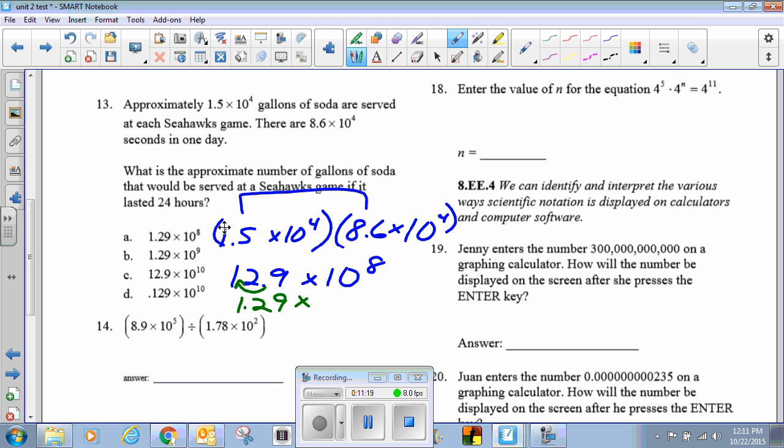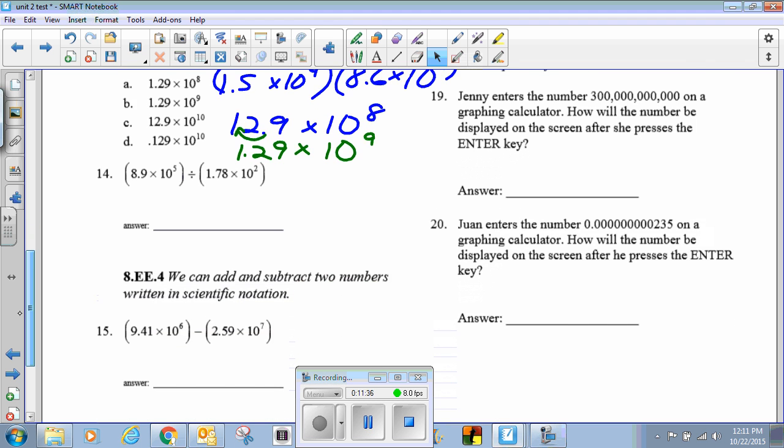So I have to make this bigger by 10, and that adds an exponent. If I make it smaller, it subtracts. If I make it bigger by 2 places, I subtract 2. If I make it smaller by 2, I add 2. So you're doing the opposite. You're balancing it out. That's the way I like to think about it.